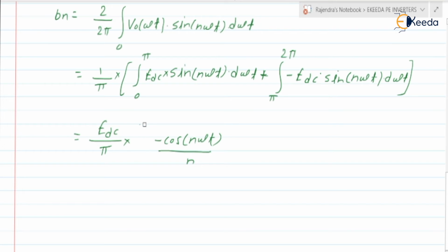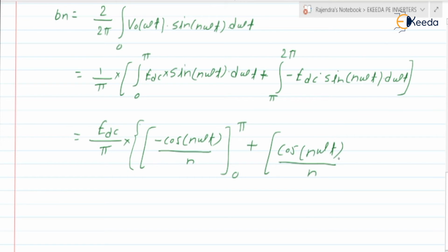Yes, this can be written as limit 0 to pi. Okay, next, minus, and this integration of sine is a minus cos, so it will be plus. Here it is cos of n omega t divided by n, limit pi to 2 pi, right? Okay, next, further can we simplify it?